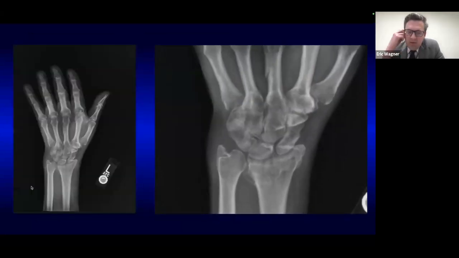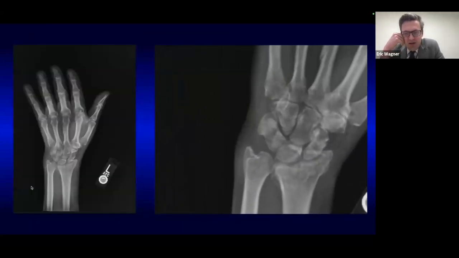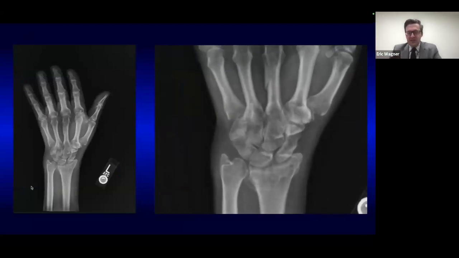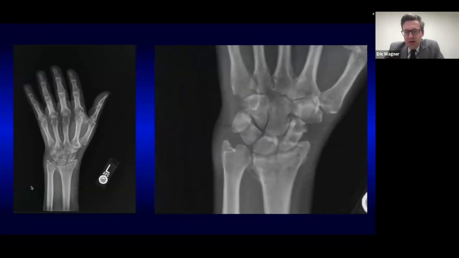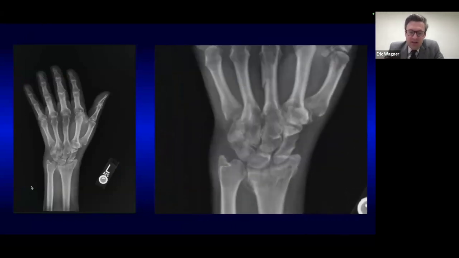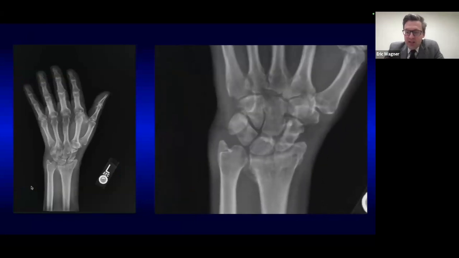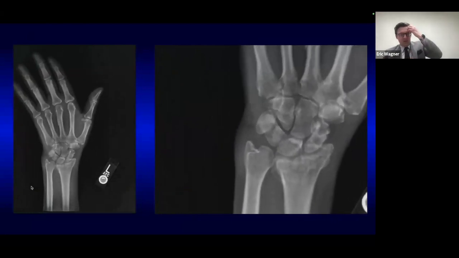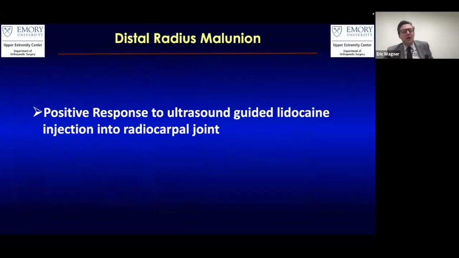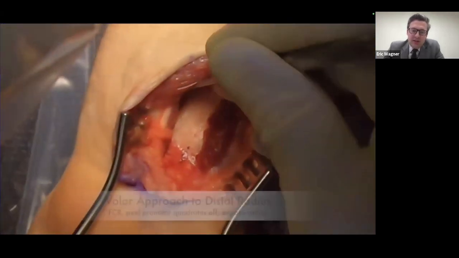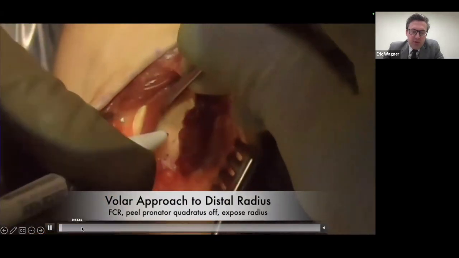When you look at this dynamic image, you can see why the patient's having pain. You can see how his lunate is basically stuck in the lunate fossa, and he really has no motion through the lunate itself. So you can see how he has this pretty bad malunion that's lost height, but it's also really caused some issues with the actual lunate translation itself. When we got a good response to an ultrasound-guided lidocaine injection, we ultimately decided to treat this arthroscopically, so a pretty standard approach.